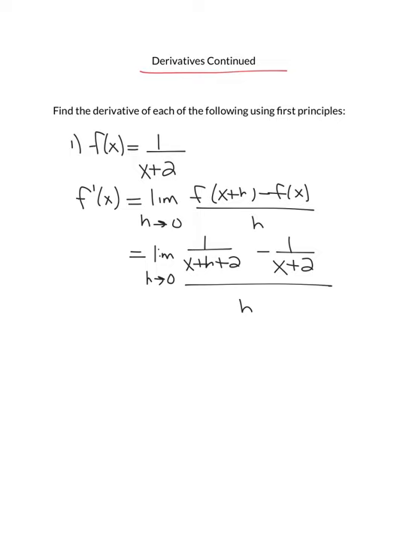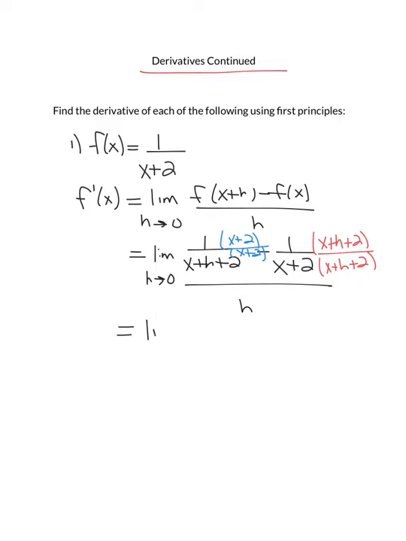So in order to continue to solve this, we do need to do a little bit of algebra. I can't subtract these fractions in my numerator without a common denominator, so I am going to multiply both of these by x plus h plus 2. Now remember, if I do it to the top, I have to do it to the bottom, and then I'm going to do the same thing with this one, but this one I'm going to be multiplying through by the x plus 2.